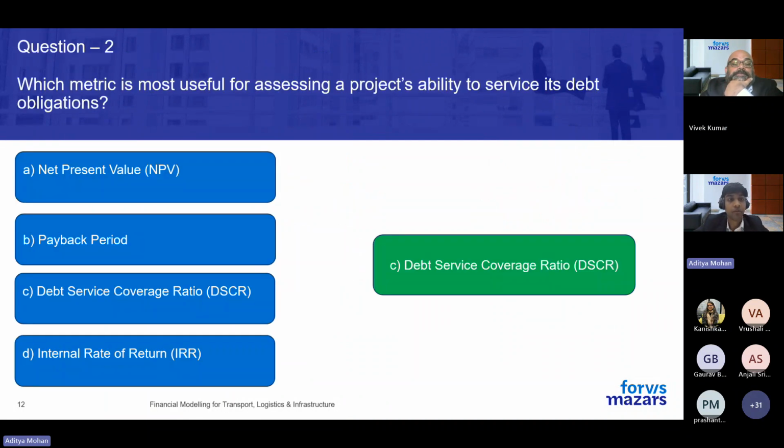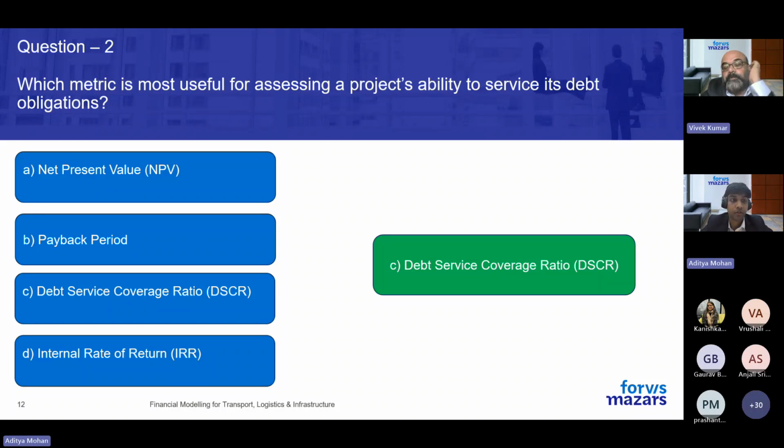Which metric is most useful for assessing a project's ability to service its debt obligations? So your options are here. You can put your answers. So yeah, the correct answer for this is DSCR.